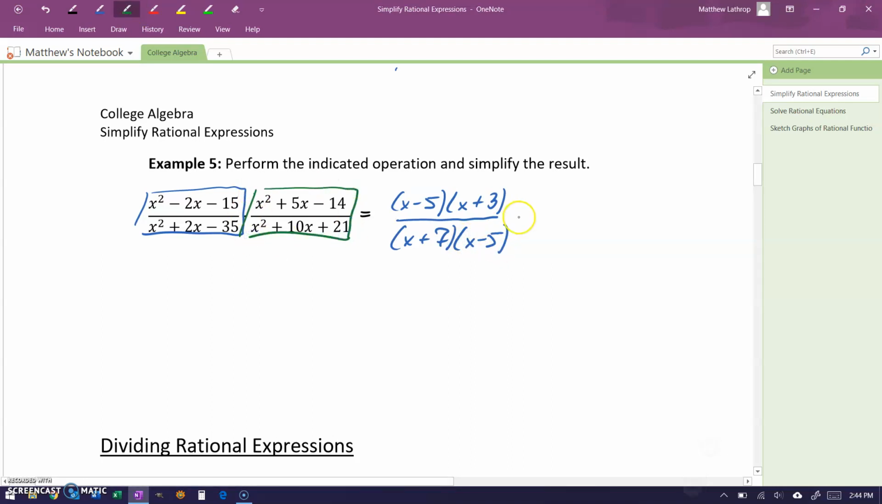Then our second rational expression will factor as x plus 7 times x minus 2, all over x plus 7 times x plus 3.